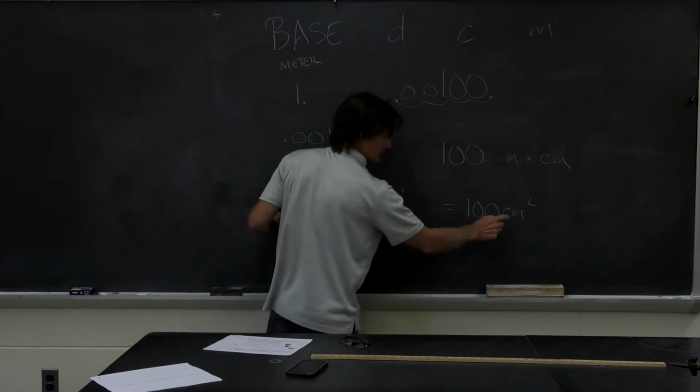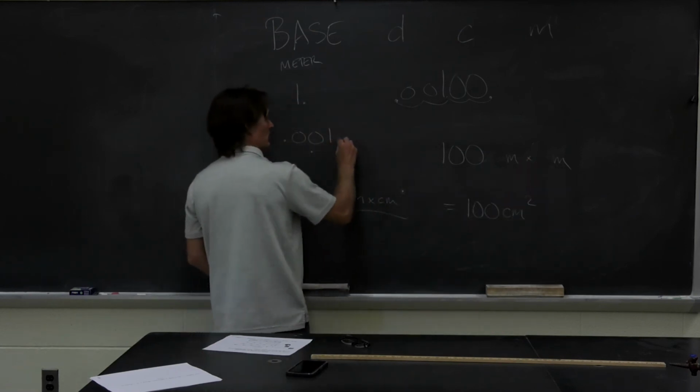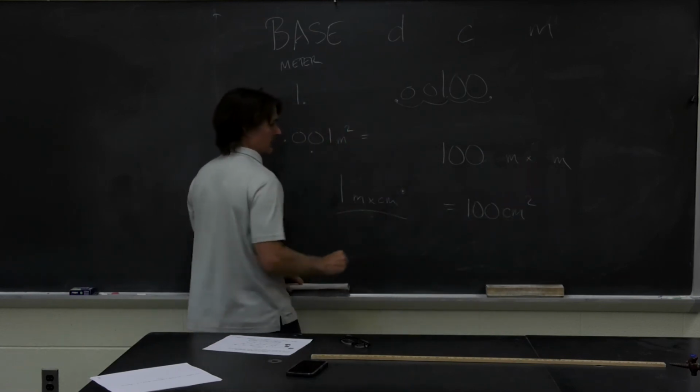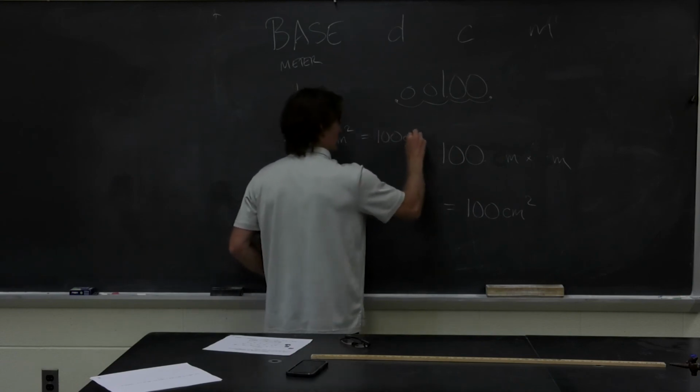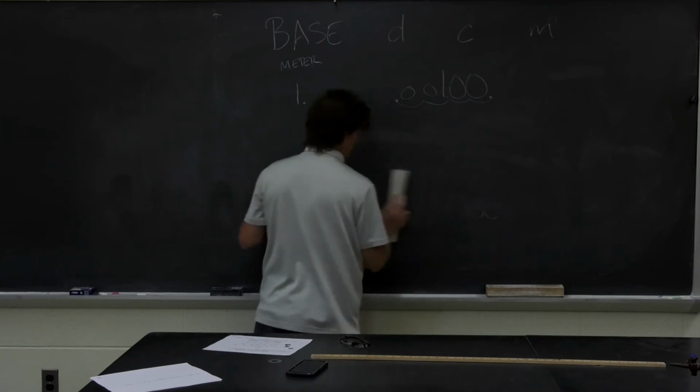Now I've converted the second centimeter into a meter, so 0.001 meters squared, that's the same thing as 100 centimeters squared. Let me show you this geometrically for what I'm talking about.